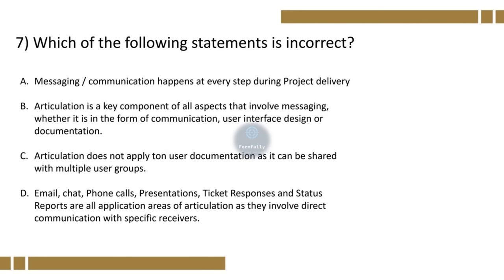Question 7. Which of the following statements is incorrect? A, messaging or communication happens at every step during project delivery. B, articulation is a key component of all aspects that involve messaging, whether it is in the form of communication, user interface design, or documentation. Option C, articulation does not apply to user documentation as it can be shared with multiple user groups. Option D, email, chat, phone calls, presentations, ticket responses, and status reports are all application areas of articulation as they involve direct communication with specific receivers. And the correct option is C.